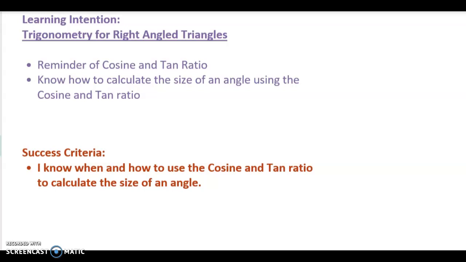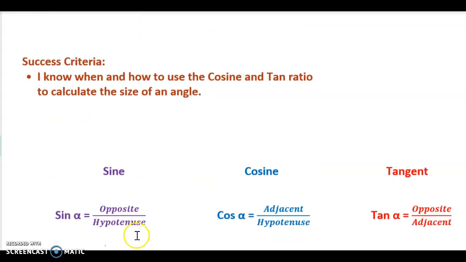Remembering our three ratios, we have our sine, cosine and tangent. We looked at the sine ratio in lesson 7. The cosine is, remember, our adjacent and our hypotenuse. And the tangent is the only ratio that doesn't use the hypotenuse. It's got the opposite and the adjacent. So as in lesson 7, we're going to use our SOHCAHTOA. We're going to work out which ratio to use, and then we're going to use our inverse to actually calculate the angle.